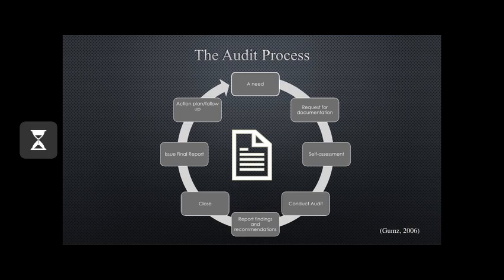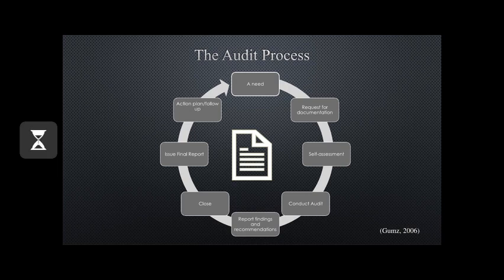Step 4, conduct the audit. As I mentioned previously, internal or external entities conduct the audit. They ask questions and review the process and procedure from step number 2. Step 5, report findings and recommendations. What was found? Is the entity or person adhering to the process or procedural rules? What did the auditor find?